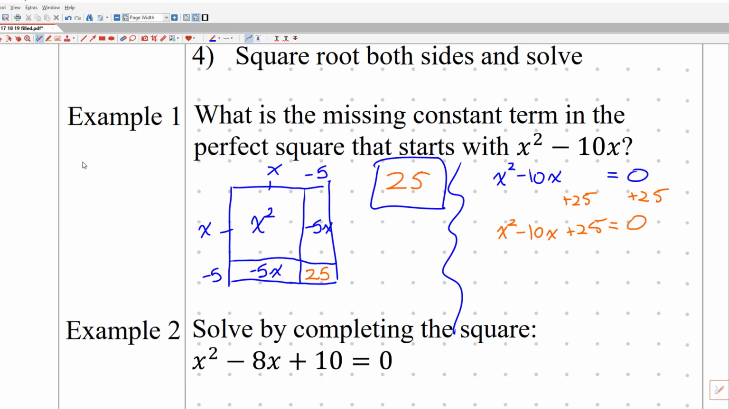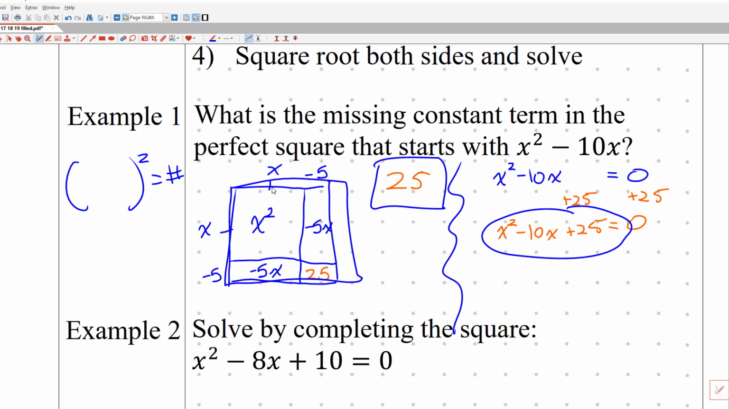Remember, our goal is to have something squared is equal to a number, and I don't have anything like that yet. But I can now, because I know what this thing is. It's a perfect square. It looks like a square, pictorially. Well, maybe not graphically, but definitely the picture over here is a square. And what were the sides of that square? Well, it was x minus 5 times x minus 5.